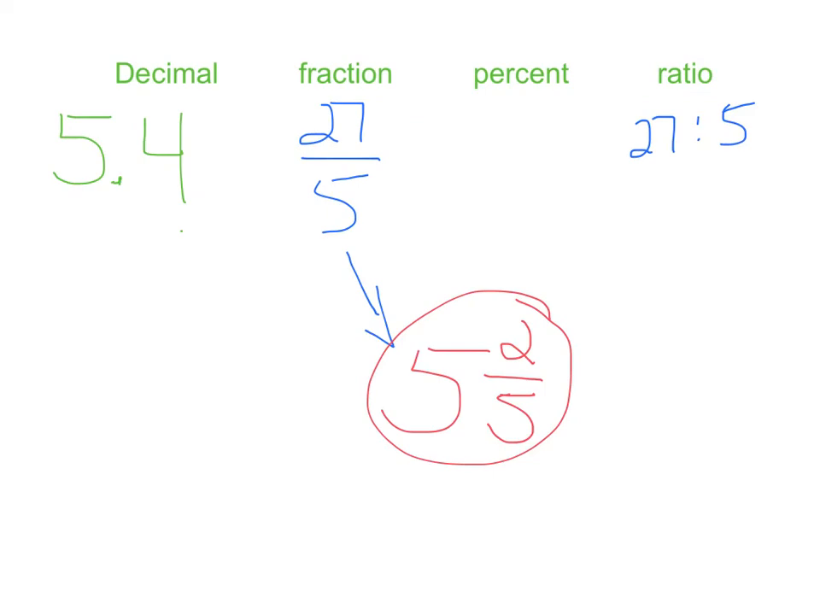So now I'm left with my percent, and remember, decimal to percent is moving my decimal 2 places to the right. So that gives me 540%. So that's just a couple examples on those combined applications.